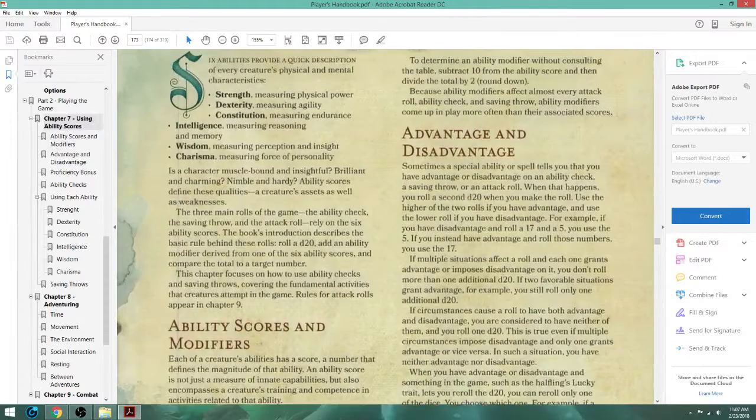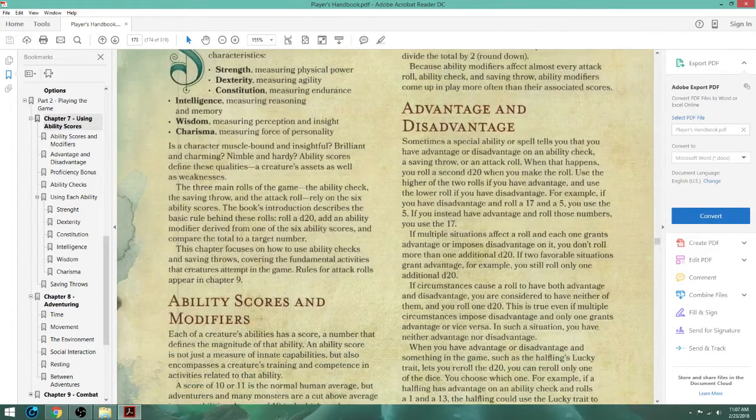Now, what is advantage and disadvantage? Advantage and disadvantage is whether you are skilled in something, or whether what you do can give you bad repercussions or good repercussions.